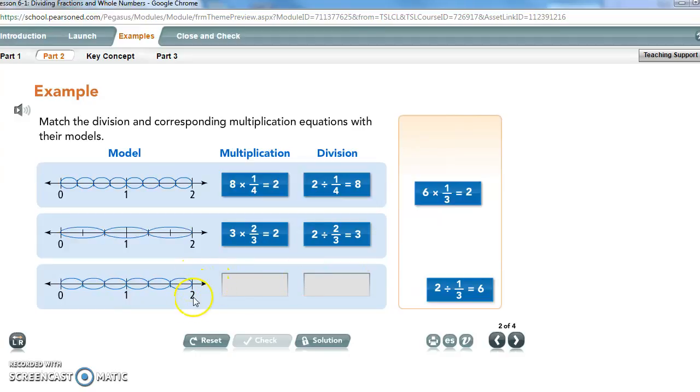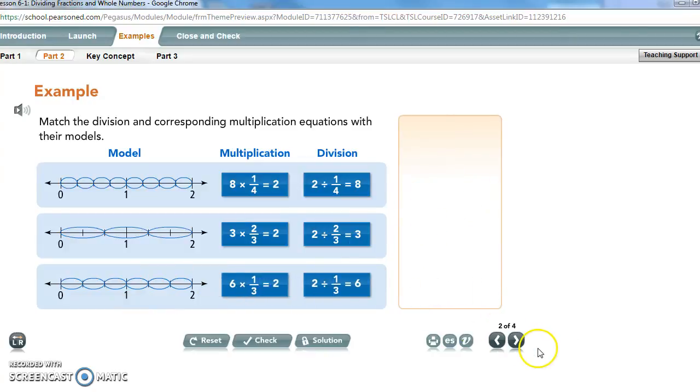Down here, I'm starting at 2, and I'm dividing by 1, 2, 3. So I have thirds, okay, which means 2 divided by 1/3 gives me 6 ovals. And the inverse of that is 6 times 1/3 equals 2.